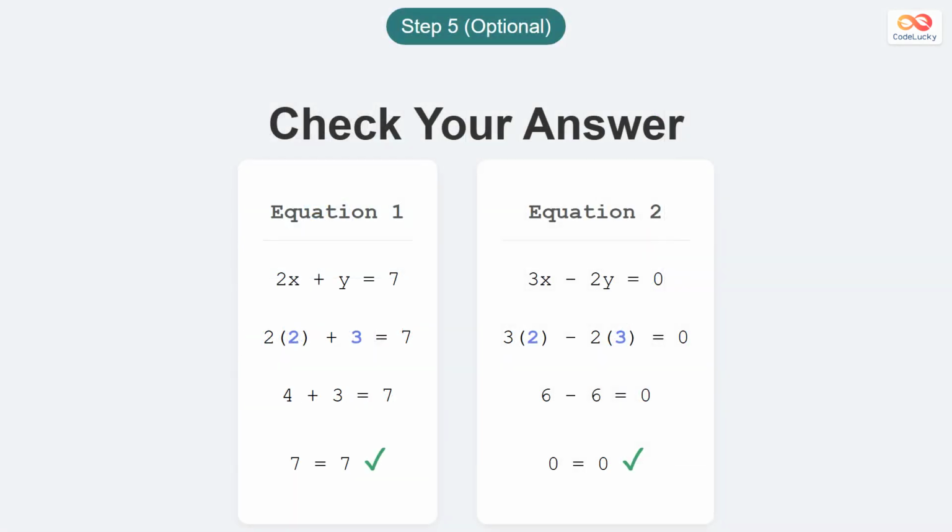A great habit to get into is checking your answer. Plug x equals 2 and y equals 3 back into both of the original equations. For 2x plus y equals 7, we get 2 times 2 plus 3, which is 4 plus 3, equaling 7. That's correct. For 3x minus 2y equals 0, we get 3 times 2 minus 2 times 3, which is 6 minus 6, equaling 0. That is also correct. Our solution is verified.